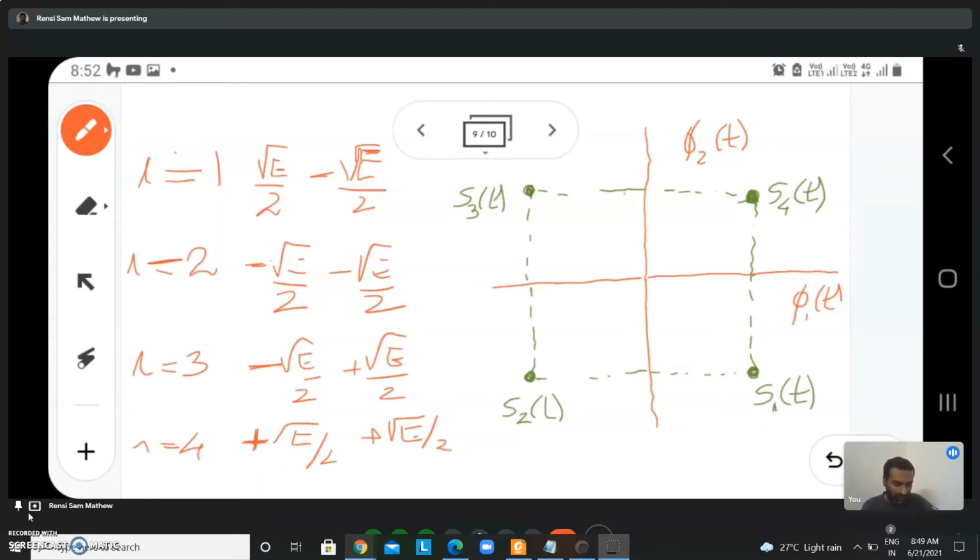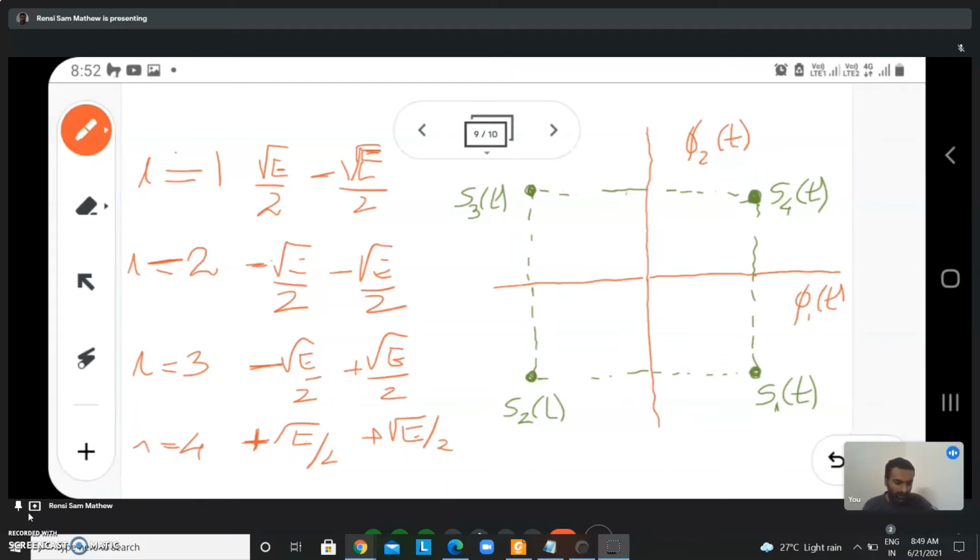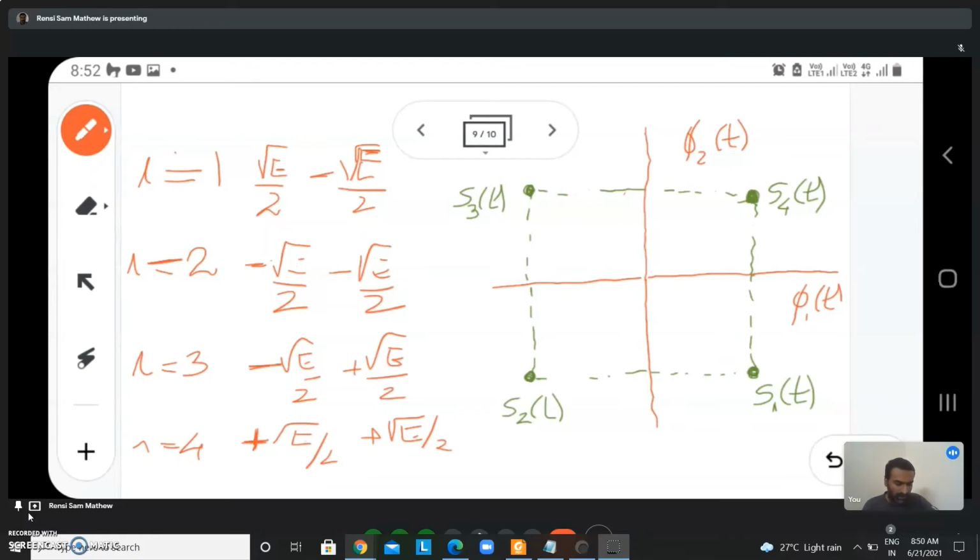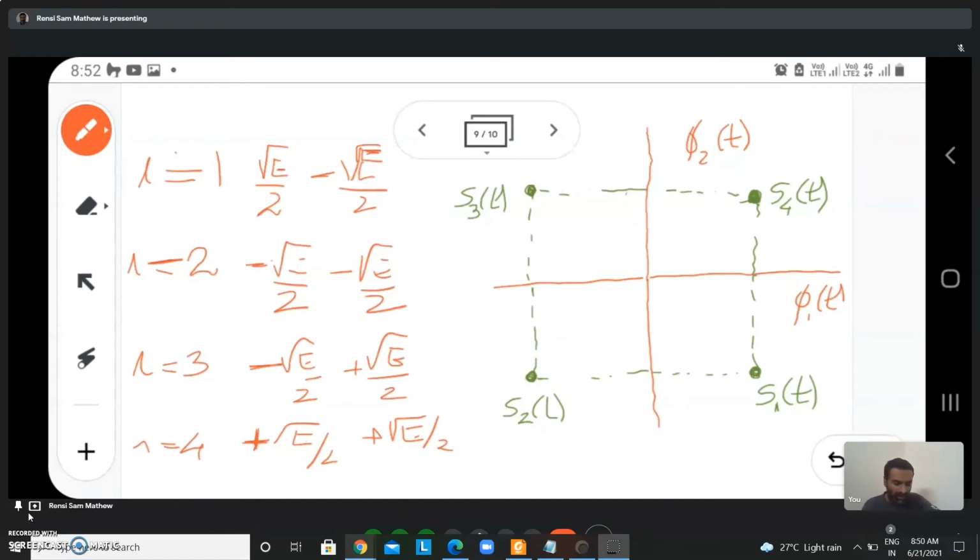And you can mark the boundary points also, right? Because we know what the boundary is. It will be the perpendicular bisector of the line joining the 2 points. So S1 and S2, we connect them and draw the perpendicular bisector. It will be the x-axis, or the phi 1 axis. For S4 and S3, it is phi 2. For S3 and S2, the perpendicular bisector will be the phi 1 axis. So this axis itself acts as the boundary.